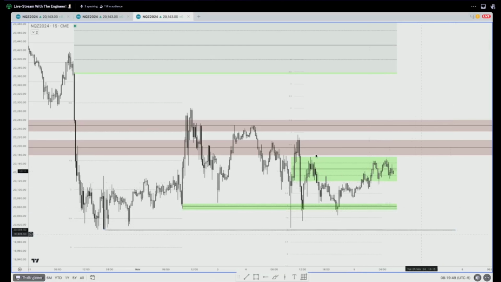I got a good question for you, Hermano. When we're in, let's say, a higher time frame gap like that, right? Because right now we have two higher time frame gaps above you that you would use, right?